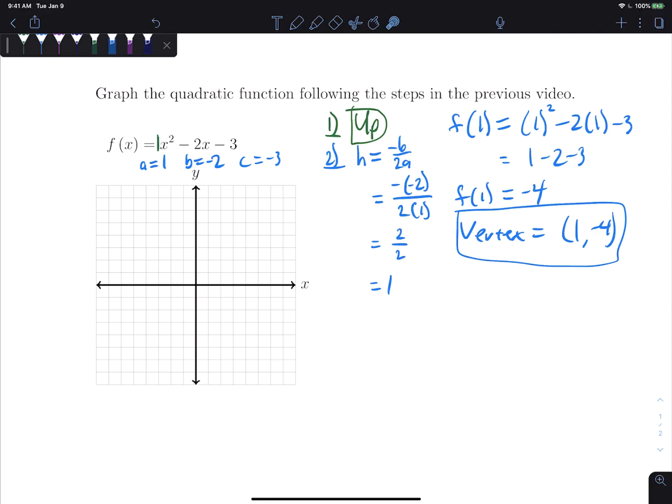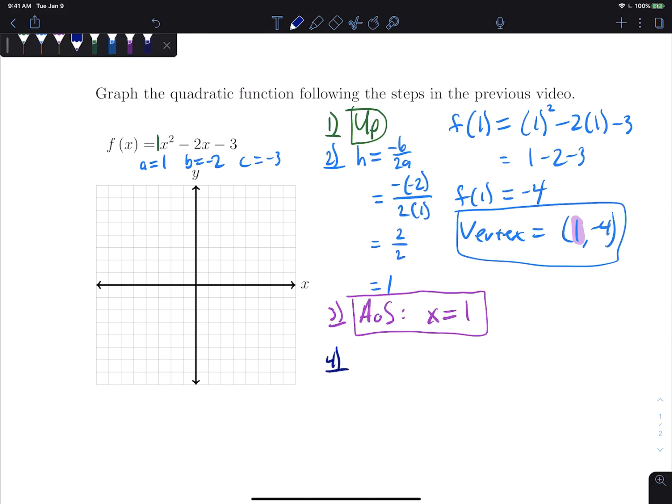Now then, for the third step, determine the equation of the axis of symmetry. So for the axis of symmetry, it's always going to be in the form of x equals a number. And in this case, the number is just the number in the x-coordinate of the vertex, which was just 1. So x equals 1 is our axis of symmetry. And that's it for the axis of symmetry.